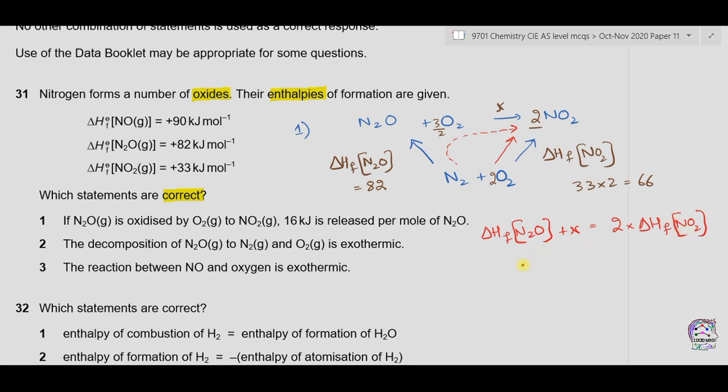Now putting values, we have 82 plus X equals 66. So X will be equal to 66 minus 82, which is equal to negative 16 kilojoules per mole. As the enthalpy change is negative, it means that this energy is released. And also 1 mole of N2O was present, so it is per mole of N2O. So option 1 is correct.